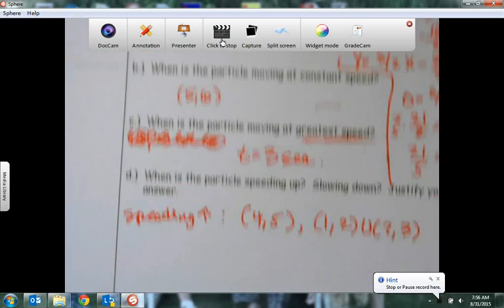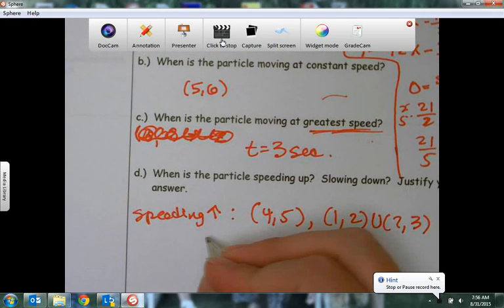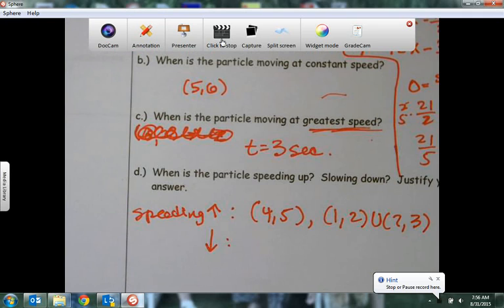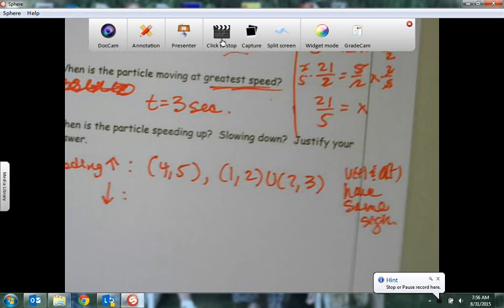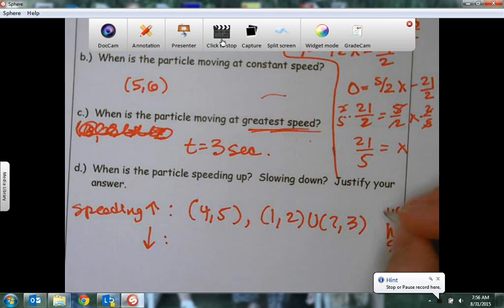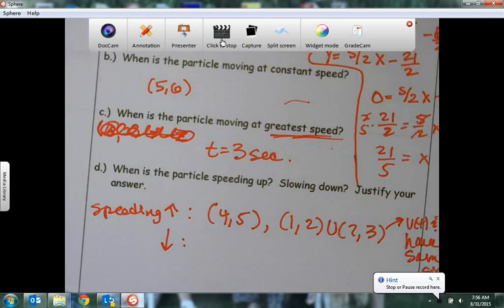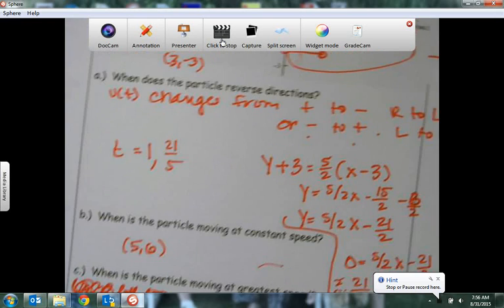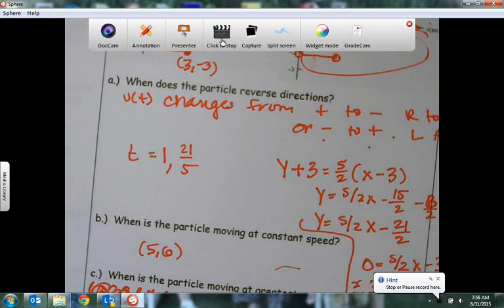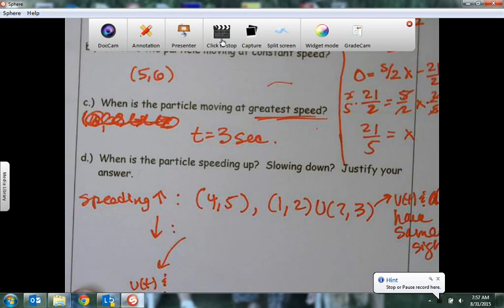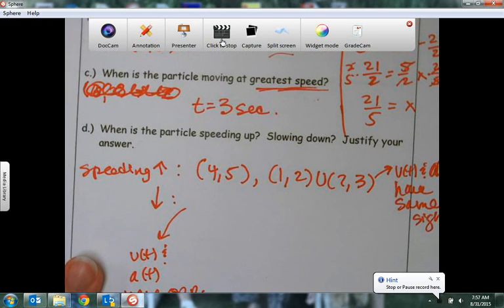So when is speed decreasing, slowing down? So this is where v of t and a of t have the same sign for my justification. So that's for that part. So speed is decreasing when they have opposite signs. Okay, so it's going to be decreasing when v of t and a of t have opposite signs.